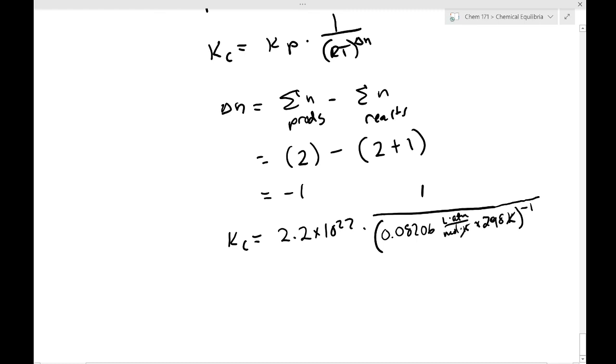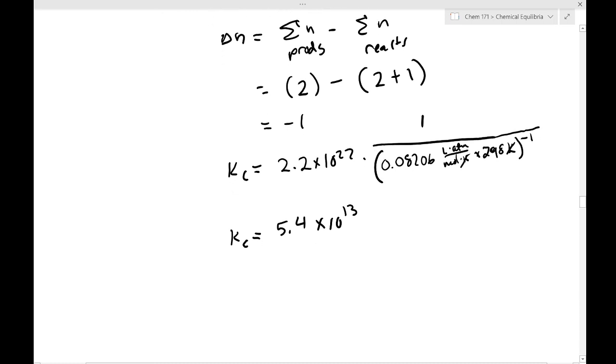Kelvins cancel out, and we are left with, let's see, Kc is equal to 5.4 times 10 to the 13. And again, no units are used here. Okay, no units. It's just by convention that we don't write units with Kc, mostly because it gets really confusing really quickly.